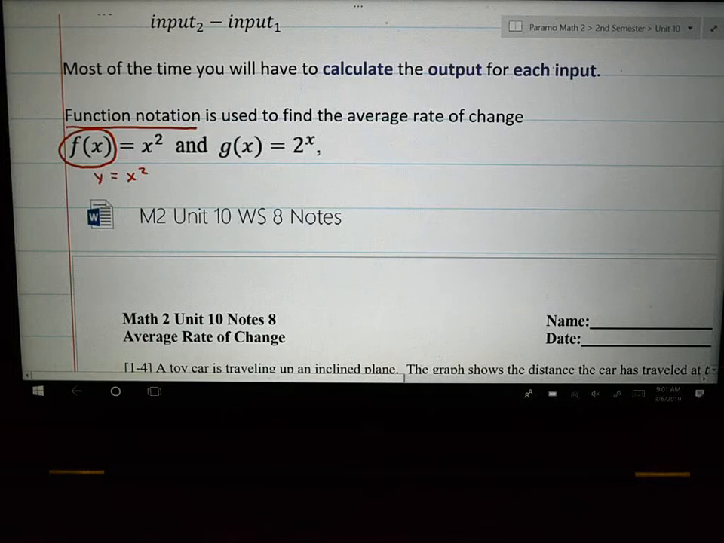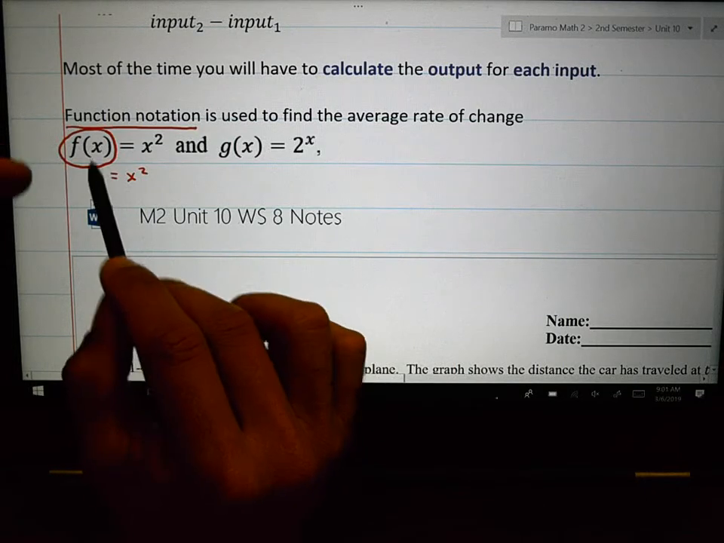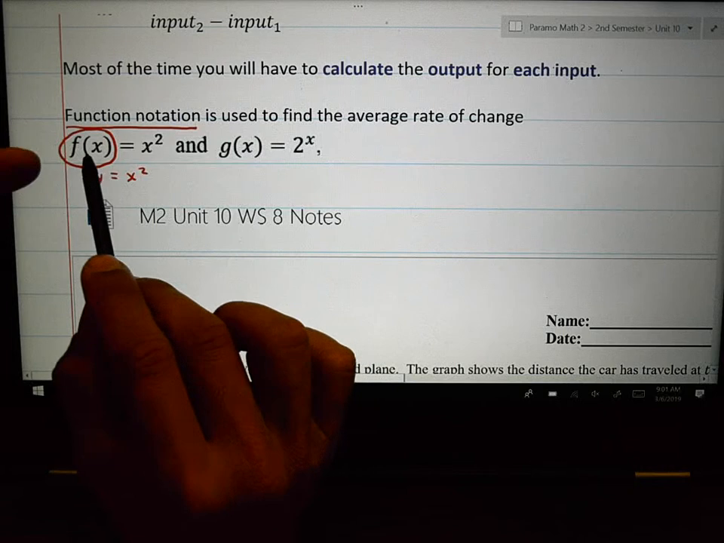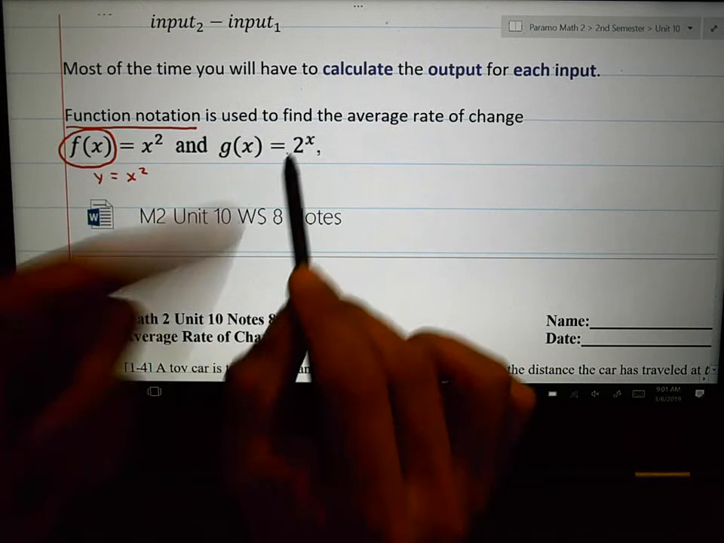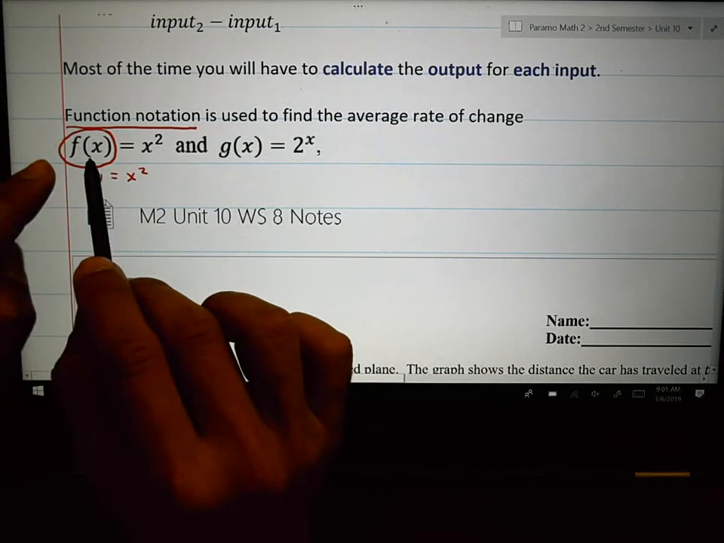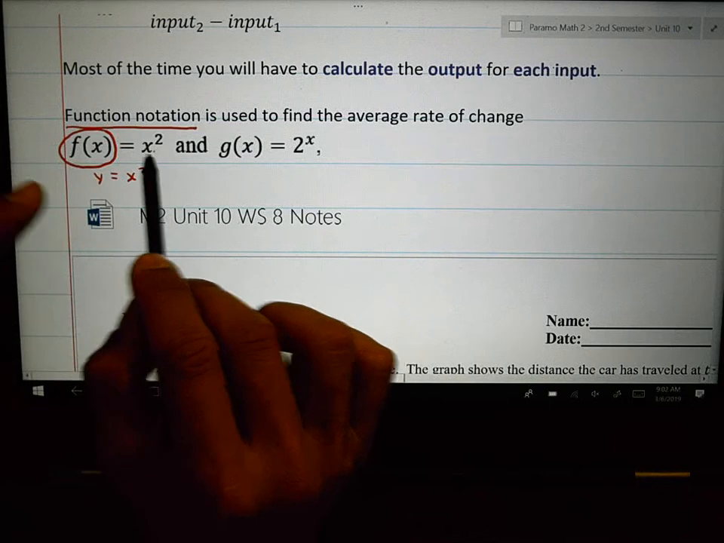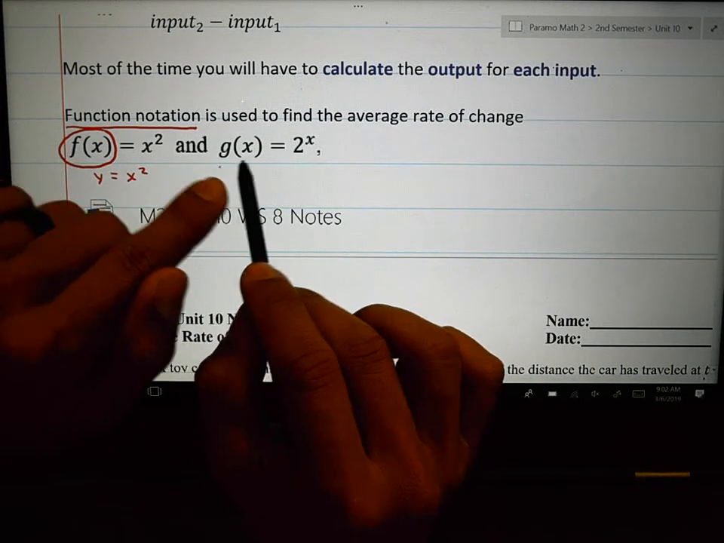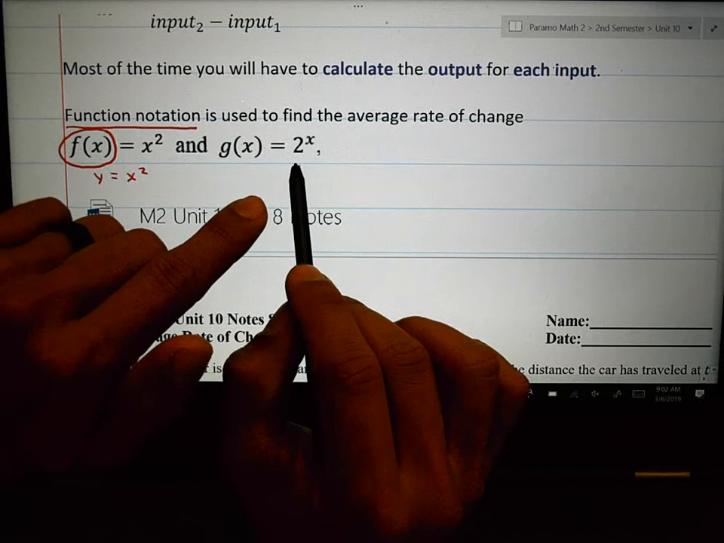But the reason that they do not put a y in that spot is so that they can tell you a difference between this function and this function. This function is called f of x. It's the one that has the x squared. This function is called g of x. It's the one that has 2 to the x.